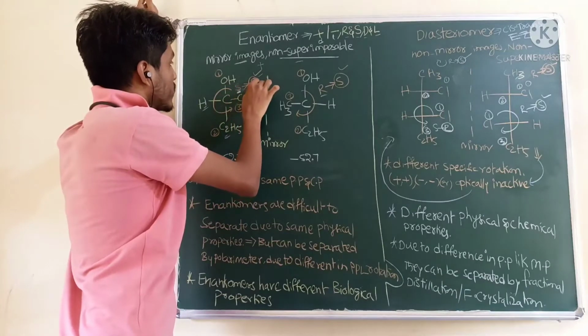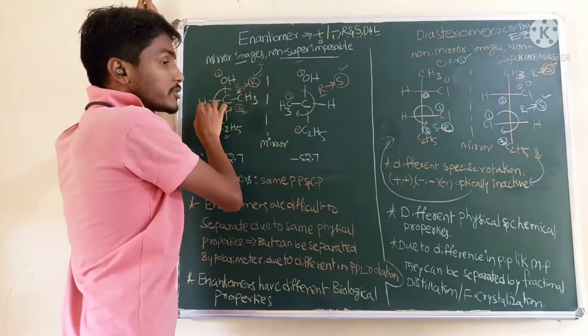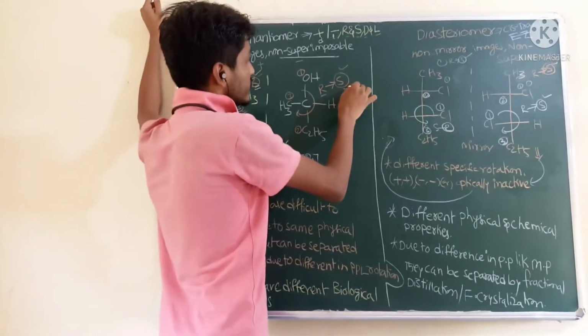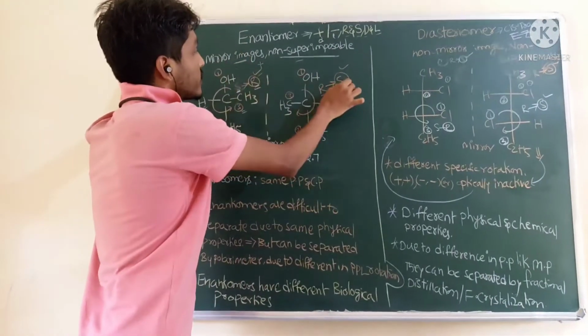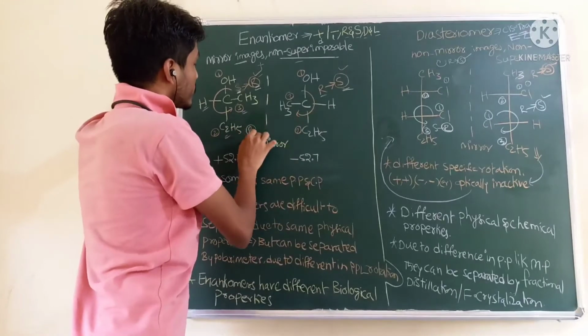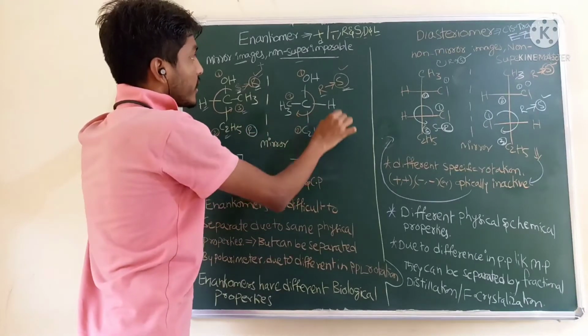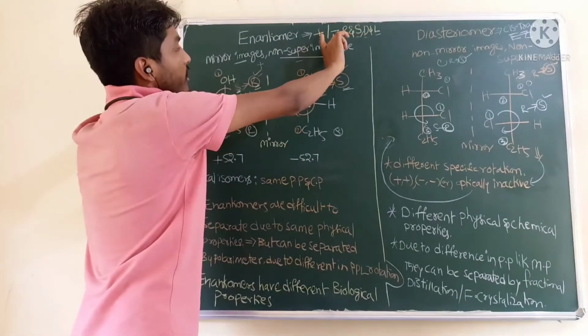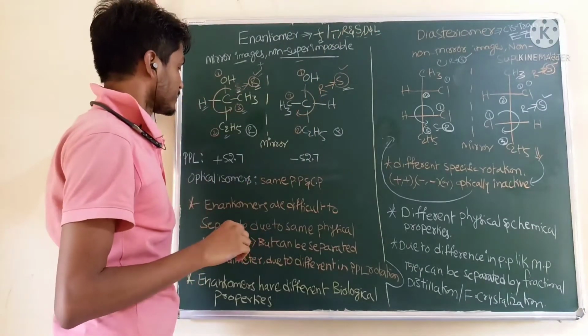When you assign the configuration, this is 1, this is 2, this is 3. Anti-clockwise, yes. Then due to the presence of the lowest priority group on the horizontal, it is converted into R configuration. Like this is S configuration. This is the R isomer, this is the S isomer. R and S are enantiomers. D and L, small d, small l, are also enantiomers.